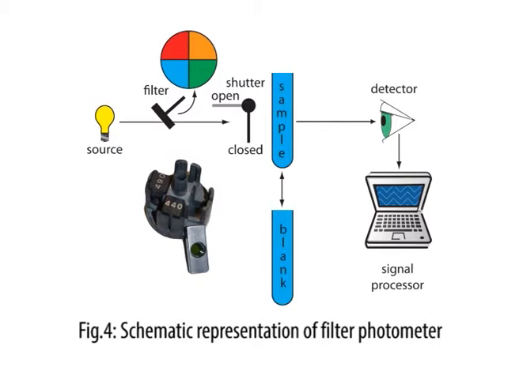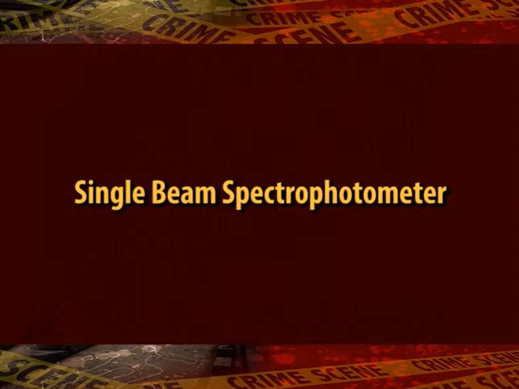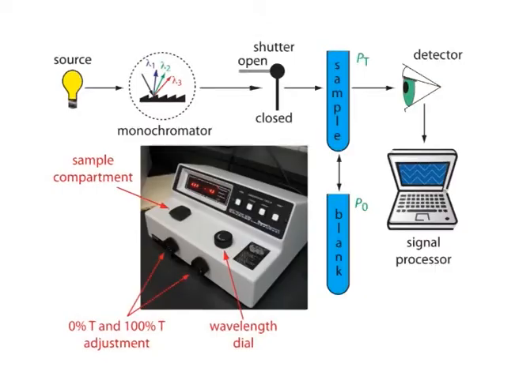Figure 4 represents the schematic representation of a filter photometer. Single beam spectrophotometer. A single beam spectrophotometer uses a monochromator for selection of different wavelengths. The simplest spectrophotometer is a single beam instrument equipped with a fixed wavelength monochromator. The calibration and use of a single beam spectrophotometer is the same as that of a filter photometer.